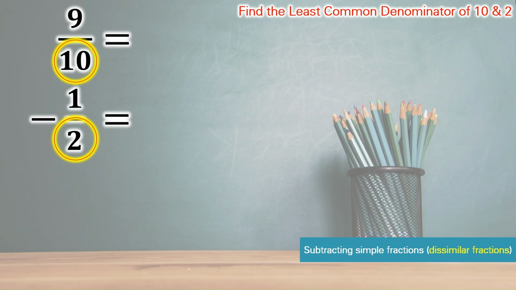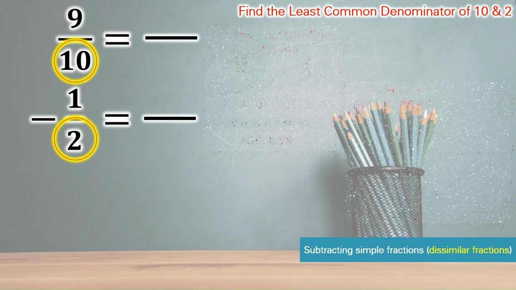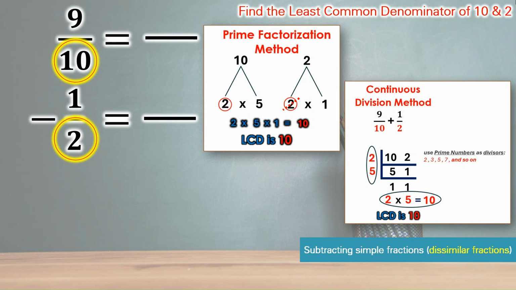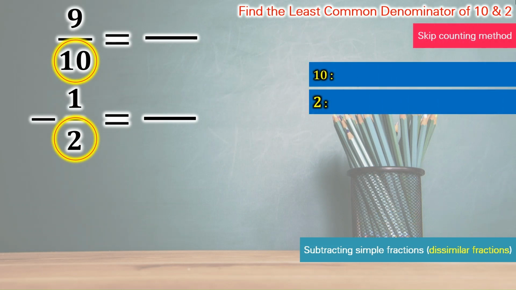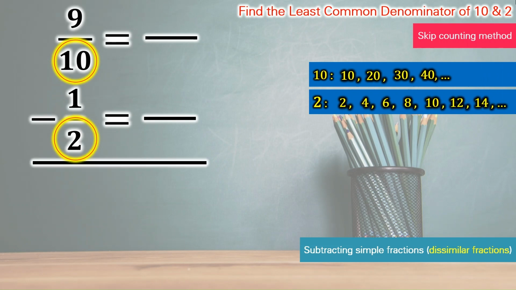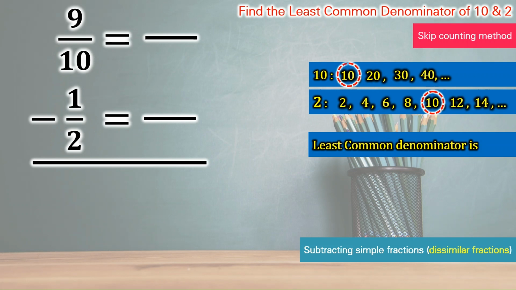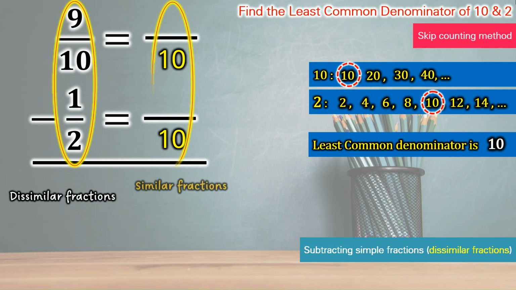There are 3 methods of finding the LCD. We have the prime factorization method, the continuous division method, and the listing or skip counting method. Today we will use the skip counting method. For denominator 10, we have 10, 20, 30, 40 and so on. For denominator 2, we have 2, 4, 6, 8, 10, 12, 14, and so on. Our least common denominator is 10. Thus, we use 10 as our common denominator to change dissimilar fractions to similar fractions.